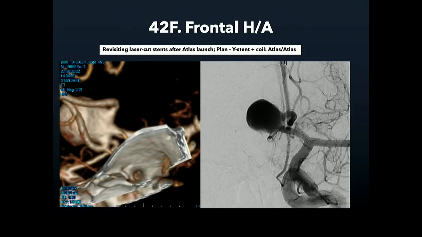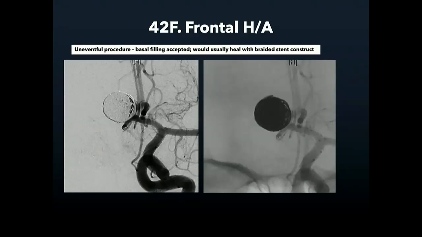This is a 42-year-old lady. This was shortly after we got access to the Atlas stent. She seemed to be a good candidate for a Y stent using the Atlas, and that's what we did. When I say we, remember my pronouns. So there are two Atlas stents in there and a pretty nice coiling. The catheter was a bit jammed in there and we couldn't really get that bottom pocket, but I wasn't overly concerned with that based on our experience with the braids. We thought that would probably close.